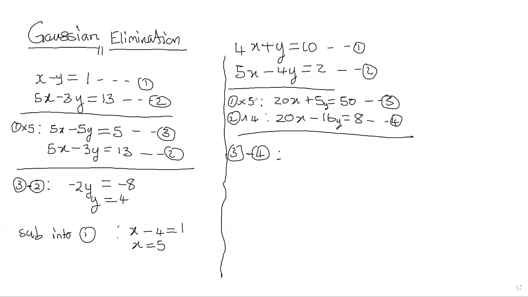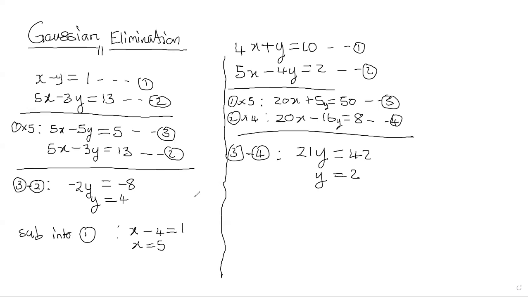So the first row by 5, this is what I get. The second row by 4, this is what I get. And then if I subtract equation 4 from equation 3, I get 0 for x. And then 5 minus minus 16, that's 5 plus 16, which is 21y. And then 50 minus 8, it must be 42. It means y is equal to 2.